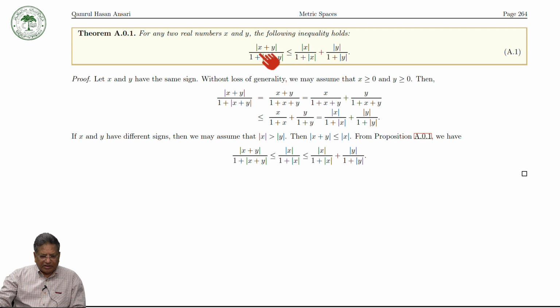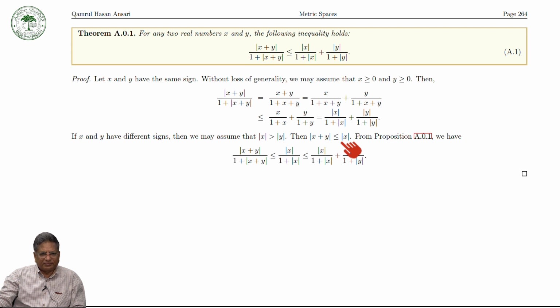Similarly, if x and y are two real numbers, then this inequality holds good, and you can prove it very easily. Let x and y have the same sign, then without loss of generality, we may assume that x is greater than 0 and y is greater than 0. Because both are non-negative, this is equal to this one. Therefore you can write it simply in this way, and this is less than or equal to this term plus this term, which is equal to the mod of this and the mod of this one. If they have different signs, then we may assume that mod of x is greater than y, then mod of x plus y is less than or equal to mod of x.